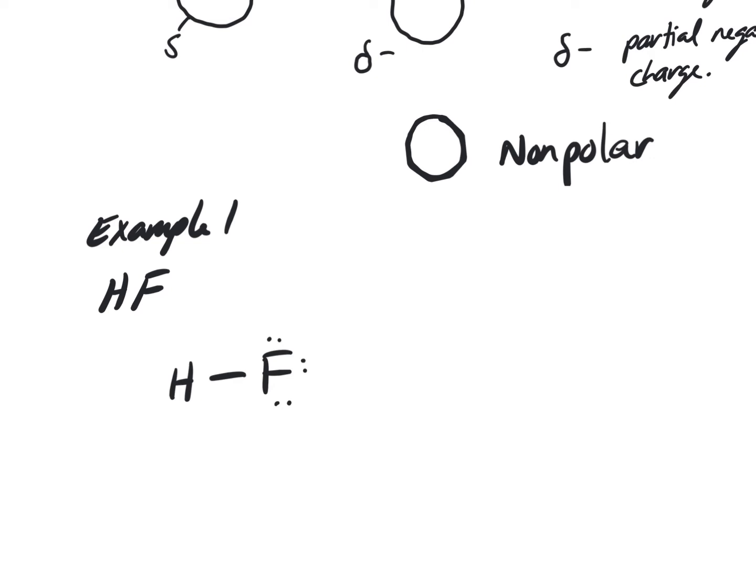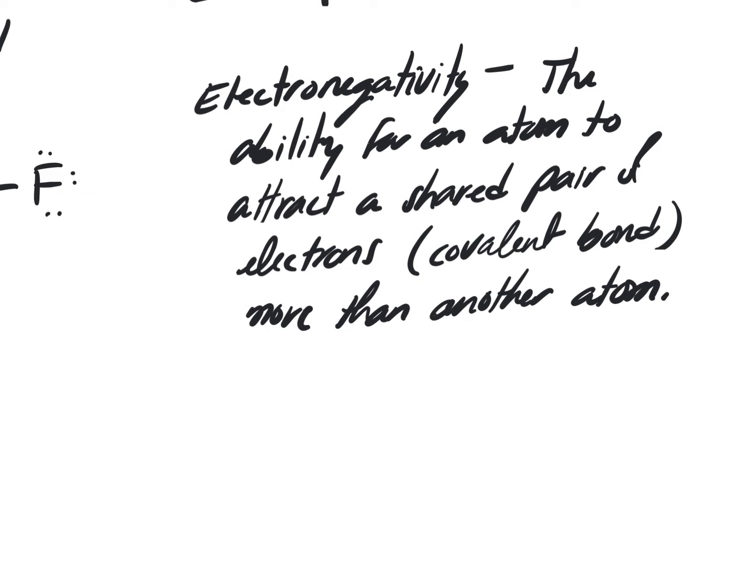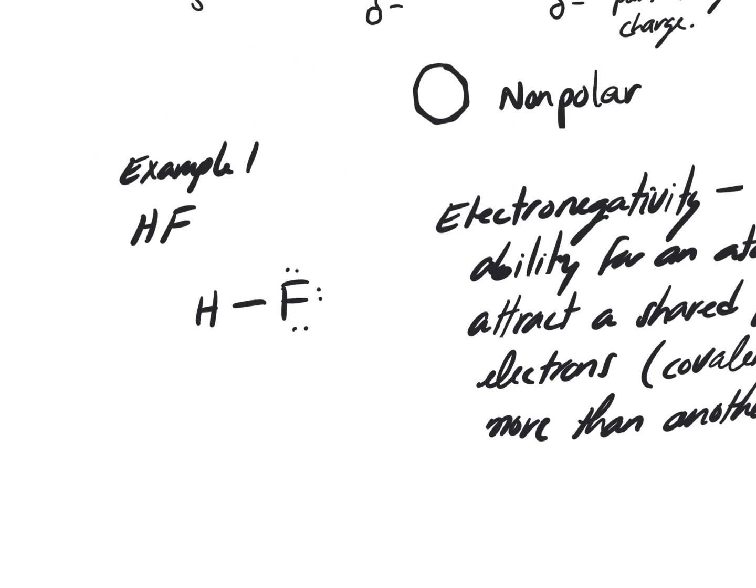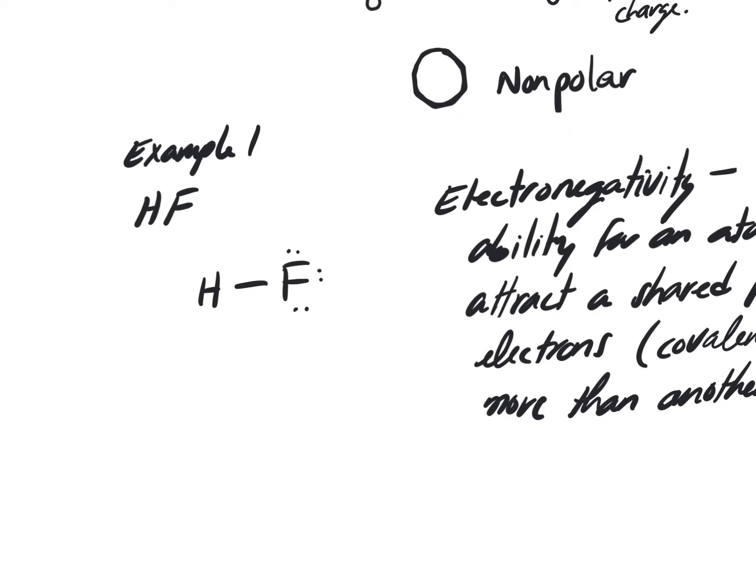Now, the question that you're probably having right now is, how is it that a molecule is going to have more negative charge on one side than the other? In other words, how is it that a molecule can have polarity? Well, you might remember this term from earlier: electronegativity. If you remember, it's the ability for an atom to attract a shared pair of electrons, in other words, a covalent bond, more than another atom. If you were to look at the periodic table, you might remember that fluorine is more electronegative than hydrogen.